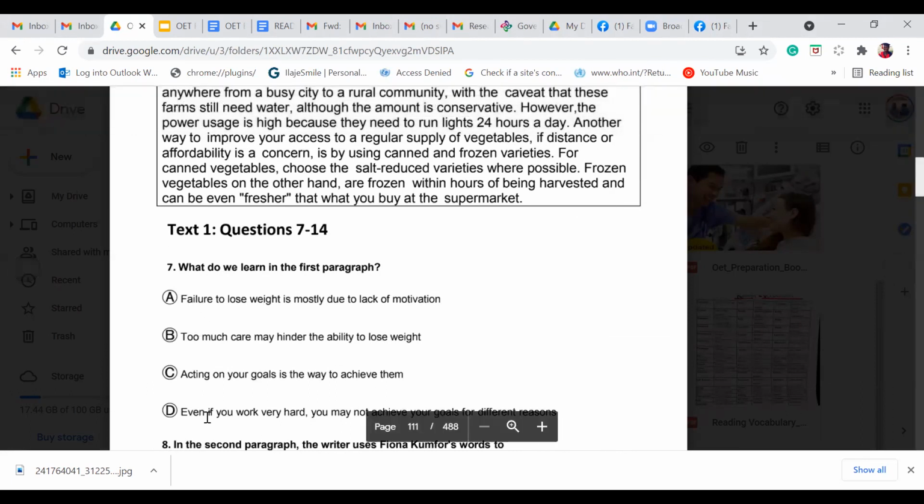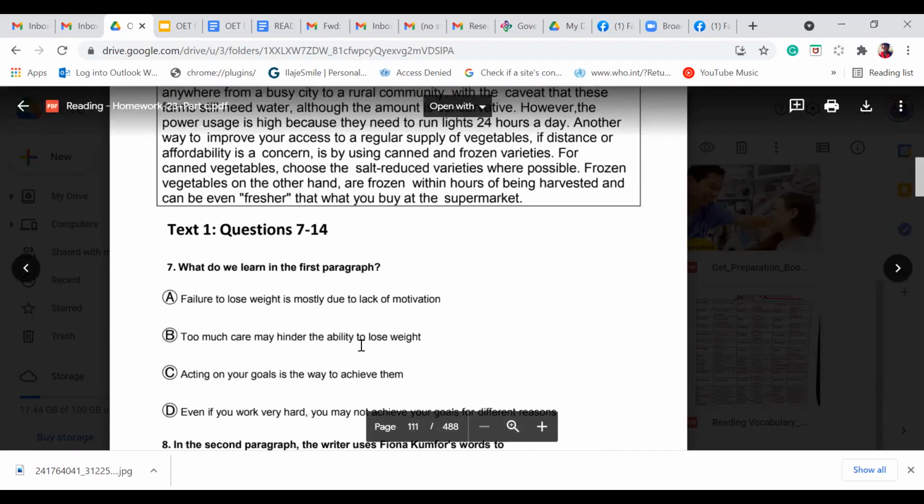So look at the options. Option A, failure to lose weight is mostly due to lack of motivation. B, too much care may hinder the ability. C, acting on your goals. Even if you work hard, you may not achieve your goal. So those are the options there.